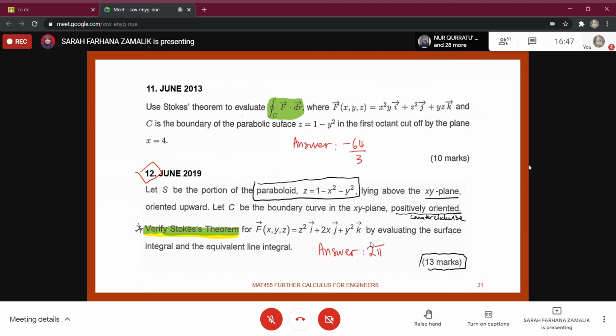So for number 11, we will discuss this one, okay? Why? Because for this one, if you don't know how to sketch, you really won't know how to answer. So let's take a look at number 11. Use Stokes' Theorem to evaluate the line integral. They give a line integral here, hence you must show your surface integral.